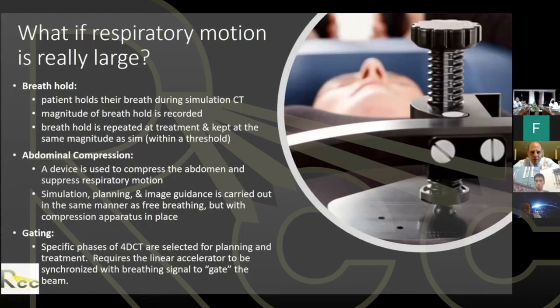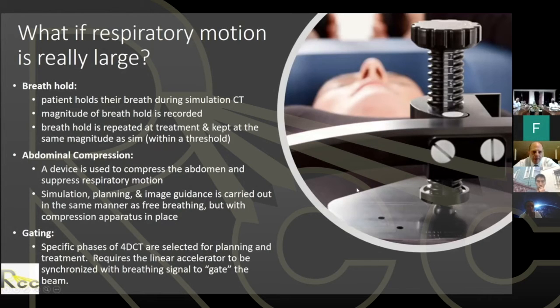So what if the respiratory motion is really, really large, and we decide it's too large to treat free breathing? There's a lot of different things we can do. We can ask the patient to hold their breath. This is going to require some sort of technology at the machine and at the simulation CT to measure and quantify the breath hold to make sure it's consistent. And if we have some sort of technology, then we can ask the patient to hold their breath during the simulation CT. We can record the magnitude of the breath hold, and then we can repeat it and make sure it's at the same magnitude as the simulation, within a threshold, during the treatment delivery.